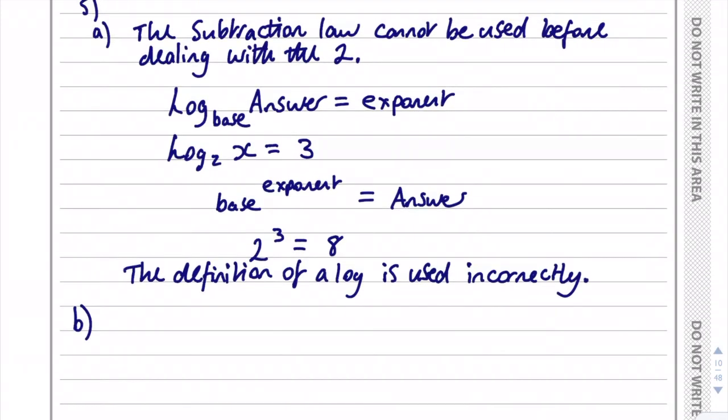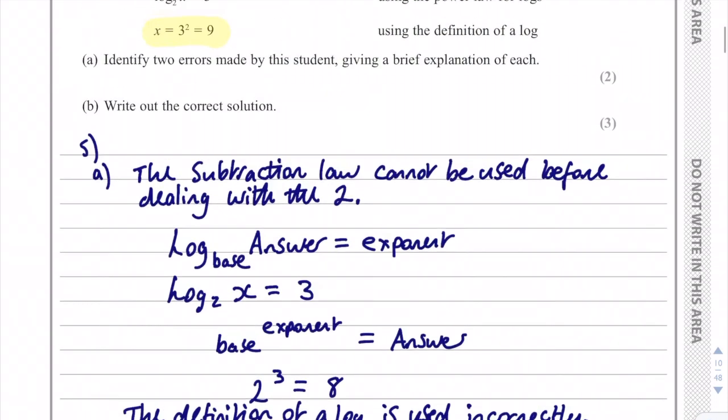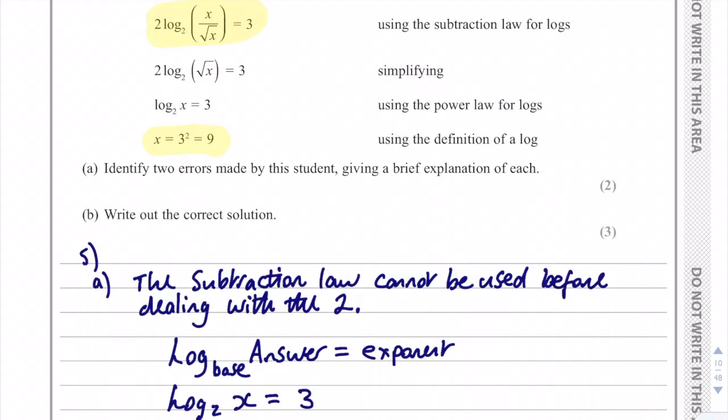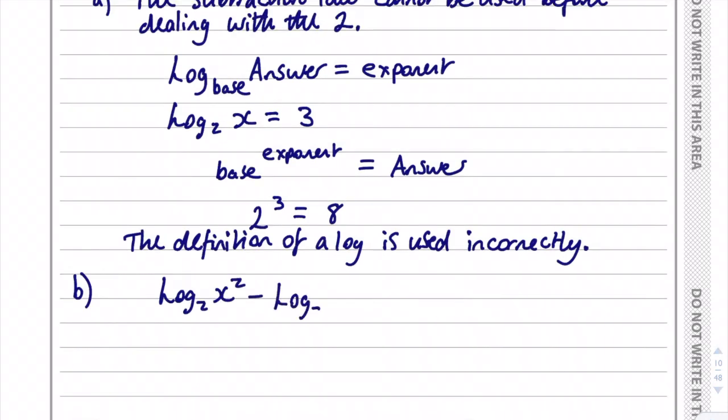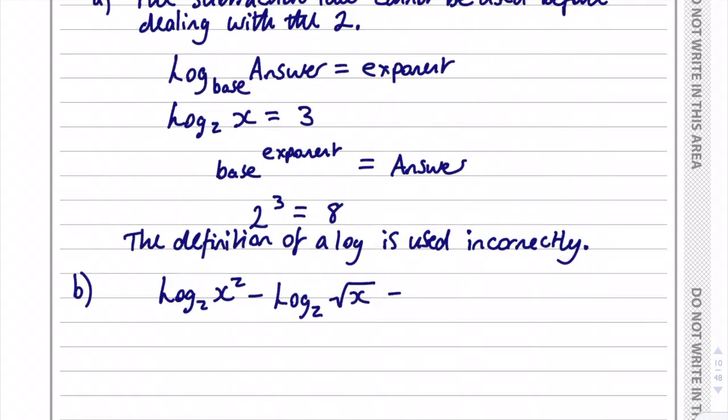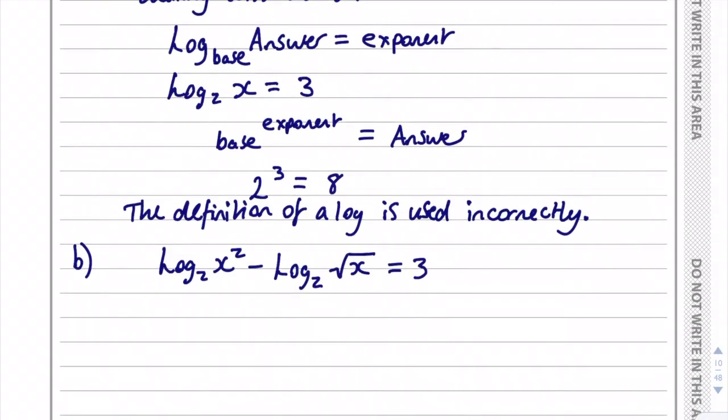Part B says we need to write out the correct solution. So okay, what we can do is we can use the power law, so we can bring the 2 up. So we've got log to the base 2 of x squared minus log to the base 2 of root x, which is equal to 3. Now we can use the subtraction law, where we get log to the base 2 of x squared divided by root x, and that equals 3.